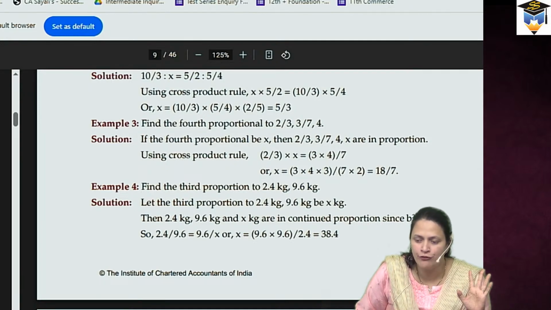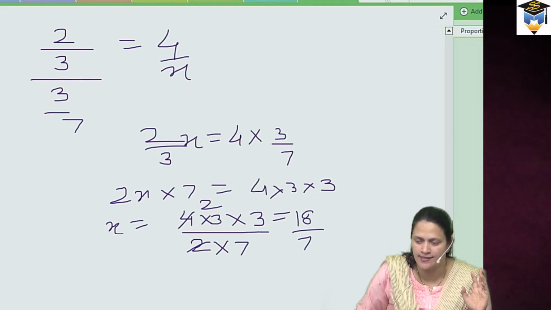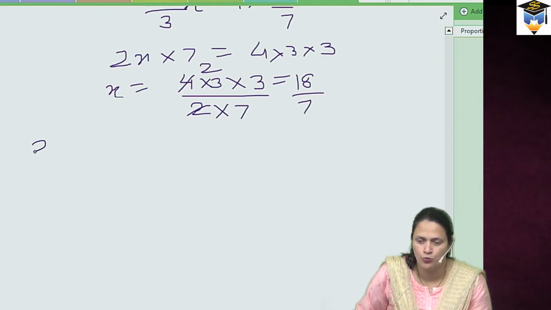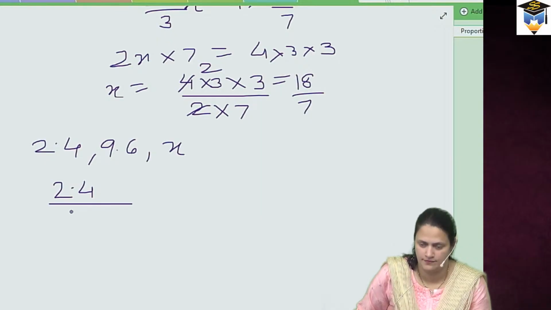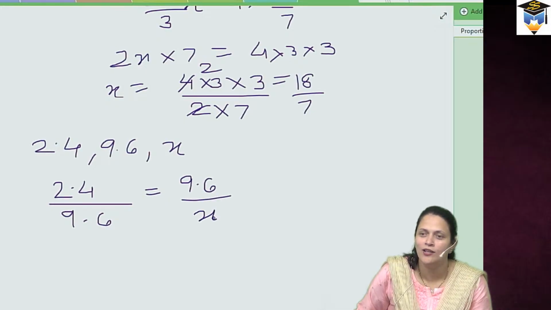So 2.4, 9.6 and x, if there are three numbers. 2.4, 9.6 and x. These are in proportion. So tell me, how are we going to write them? Correct. And now cross multiply. Product of means is equal to product of extremes. Find out the value of x.